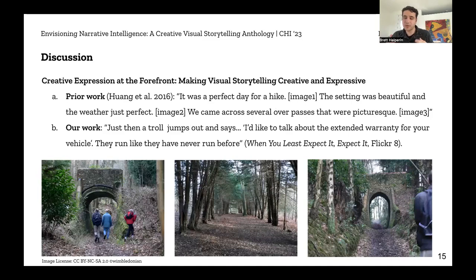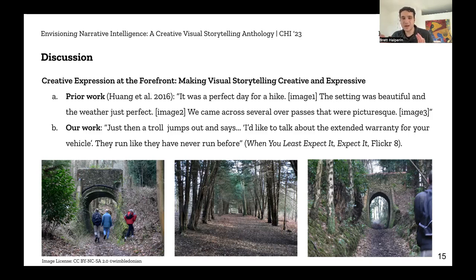We really call for foregrounding creative expression. In prior work, we noticed that it's more limited to captioning descriptions. It more or less just describes the images rather than really imagines or envisions circumstances beyond it. So here's an example of a story from prior work about these three images. It reads as follows. It was a perfect day for a hike. The setting was beautiful and the weather was just perfect. We came across several overpasses that were picturesque. So that story is very different than the one we generated from someone who wrote about the troll, right?